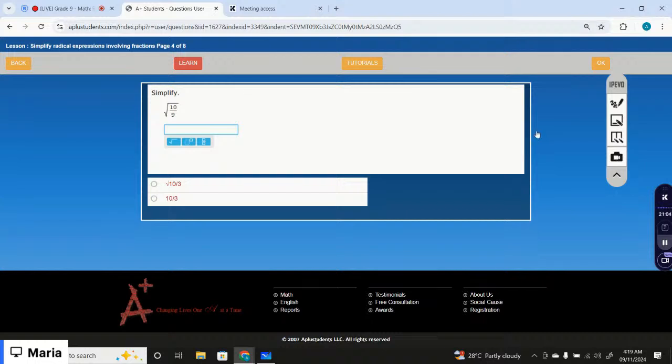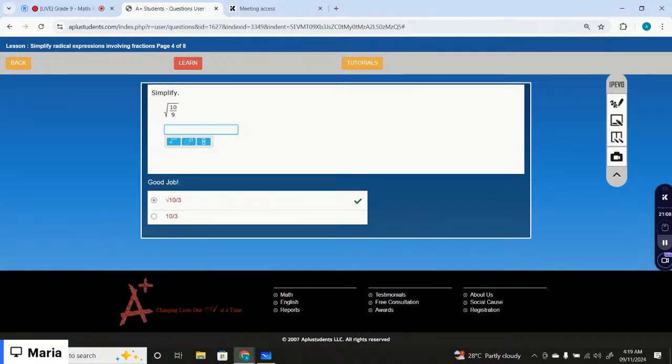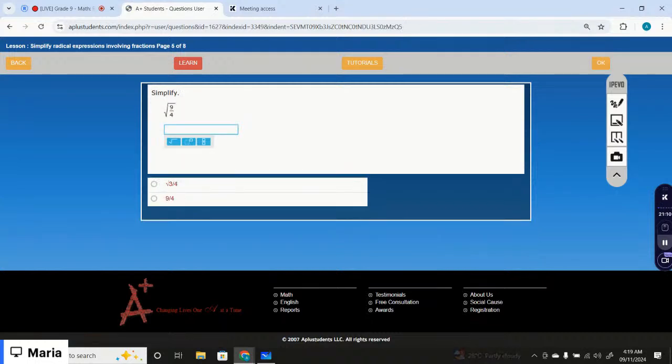That is square root 10 over 3. Option number 1 is the correct option. Square root 9 over 4, which is the correct option.